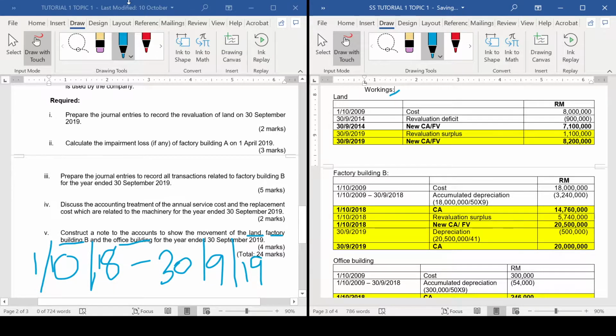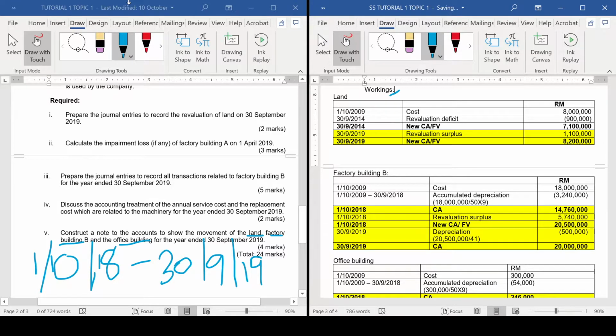Okay, for the factory building, starting from 1st October 2018 to 30th September 2019, there are a few transactions here. The first one is revaluation on the starting date of the accounting period, and then at the end of the year they provide depreciation based on the new gross carrying amount, which is 20.5 million.